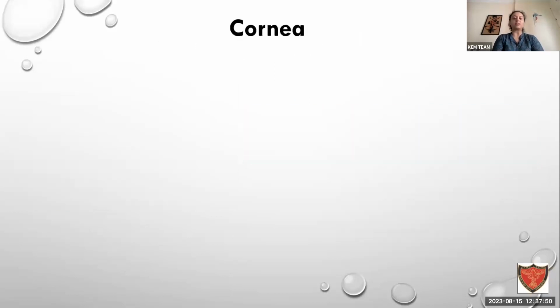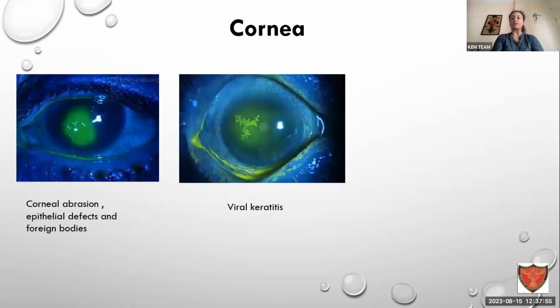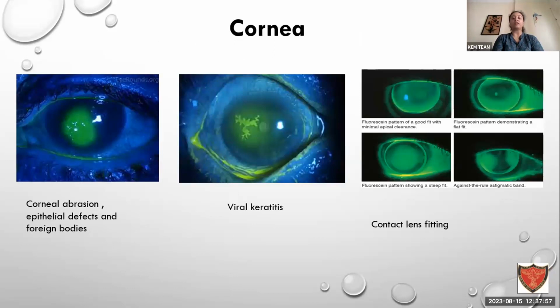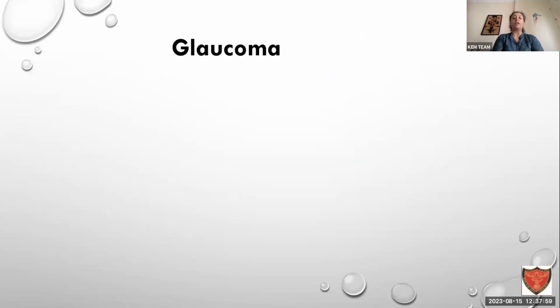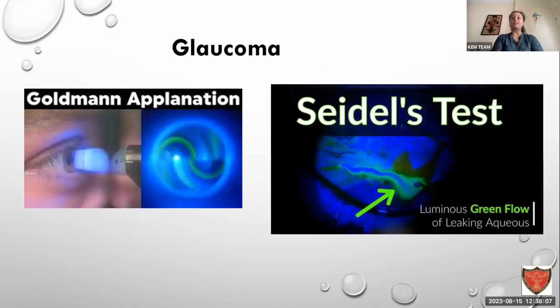In the cornea, it helps us stain corneal abrasion, epithelial defects and foreign bodies, to study the different patterns of viral keratitis, and for rigid gas-permeable contact lens fitting. In glaucoma, it helps us measure the intraocular pressure by Goldmann applanation tonometry by adjusting the mires. We also perform Seidel's test, where we see a stream of fluorescein diluted with aqueous, where we suspect wound leak and bleb leak post-trabeculectomy surgery.